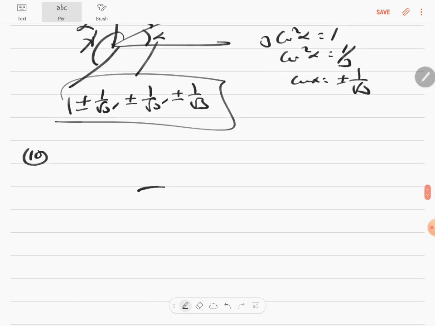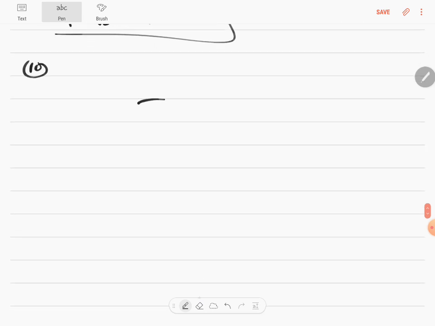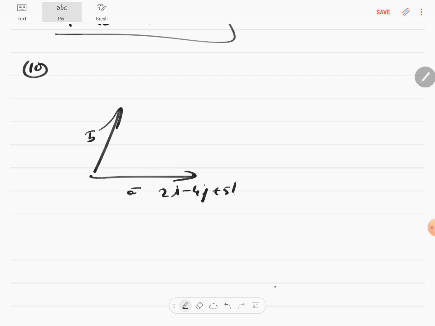Let's go to the 10th question. Two adjacent sides of the parallelogram. The moment they give you adjacent sides of the parallelogram, you should draw like this and like this only. And this is A and this is B. And supposing this is 2i minus 4j plus 5k. This is i minus 2j minus 3k. Find a unit vector parallel to the diagonal.